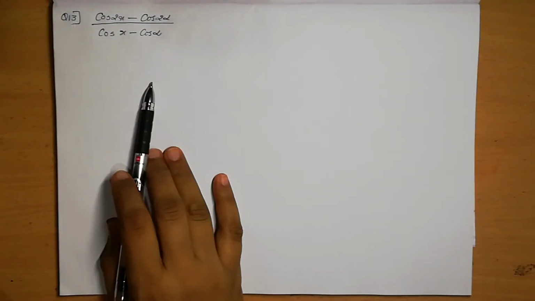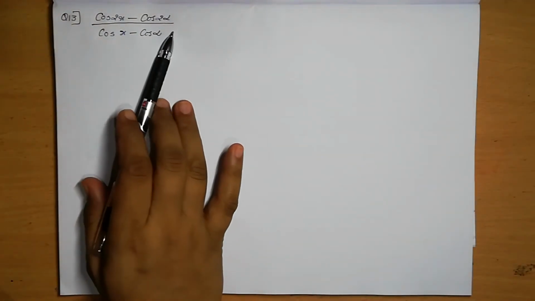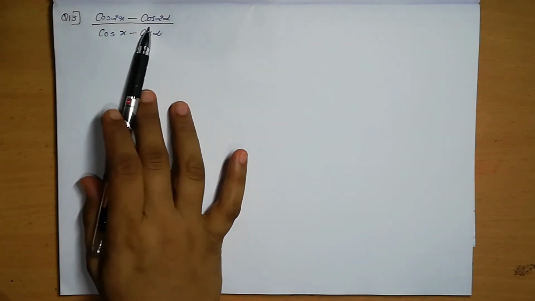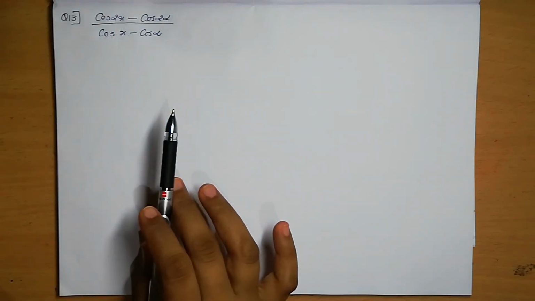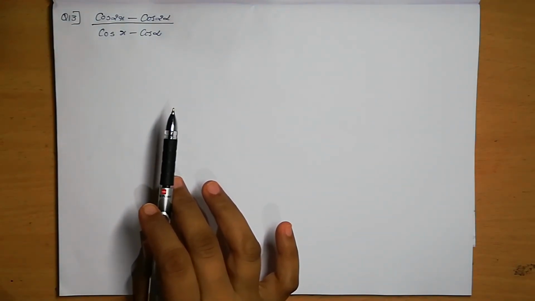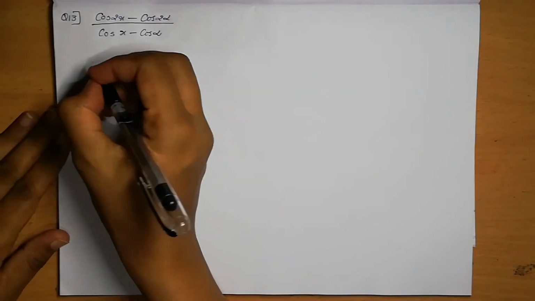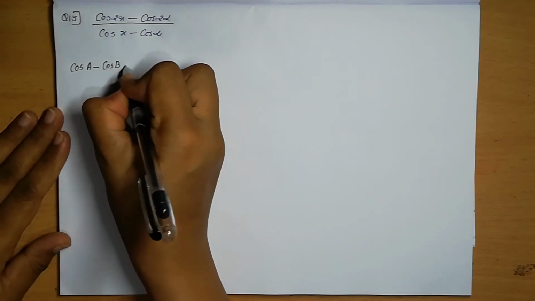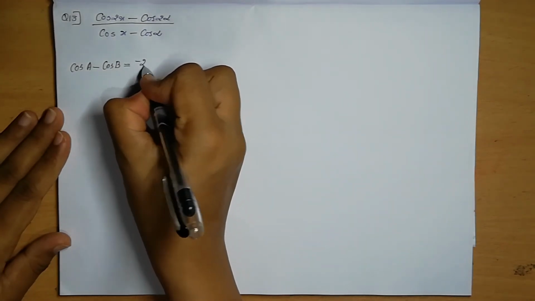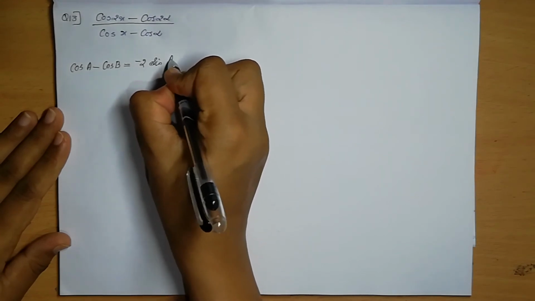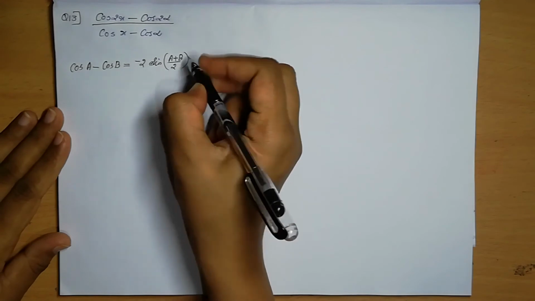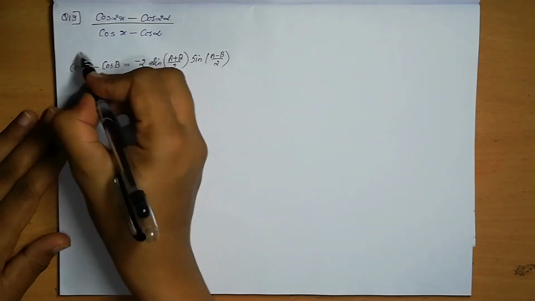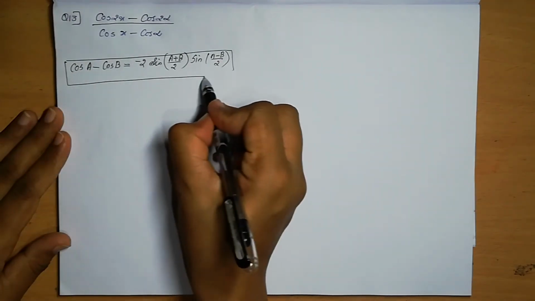And question number 13. Integrate cos 2x minus cos 2 alpha by cos x minus cos alpha. So this is in the form of cos a minus cos b. Cos a minus cos b, how can we write it? Minus 2 sin a plus b by 2 sin a minus b by 2. So this trigonometric identity we can apply over here.